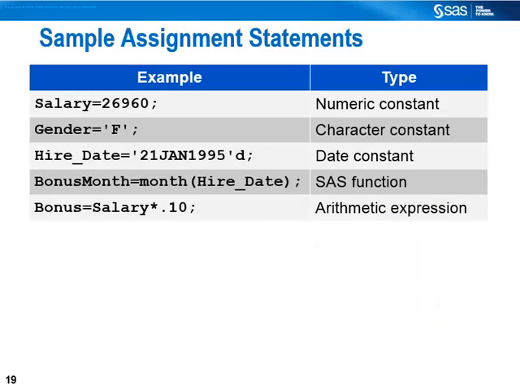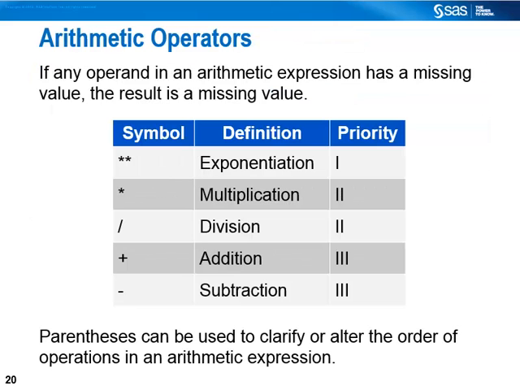For assignment statements, the expression can be a numeric or a character constant, a date constant, an arithmetic expression, or a SAS function call. The month function accepts a SAS date and returns the month portion of the date. We will see that and other SAS functions in later chapters. Arithmetic operators. We introduced the arithmetic operators when we talked about the where expression in the previous chapter. This slide, however, takes it further because it talks about priorities, plus the fact that if a missing value is part of the expression, the result is missing.